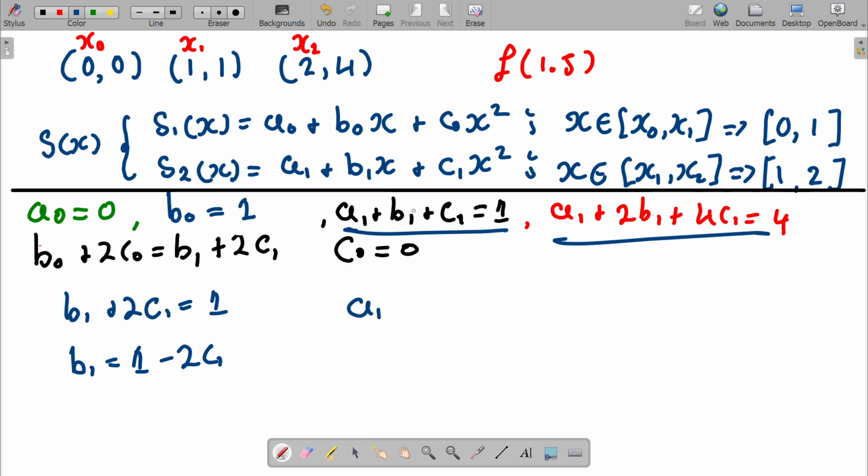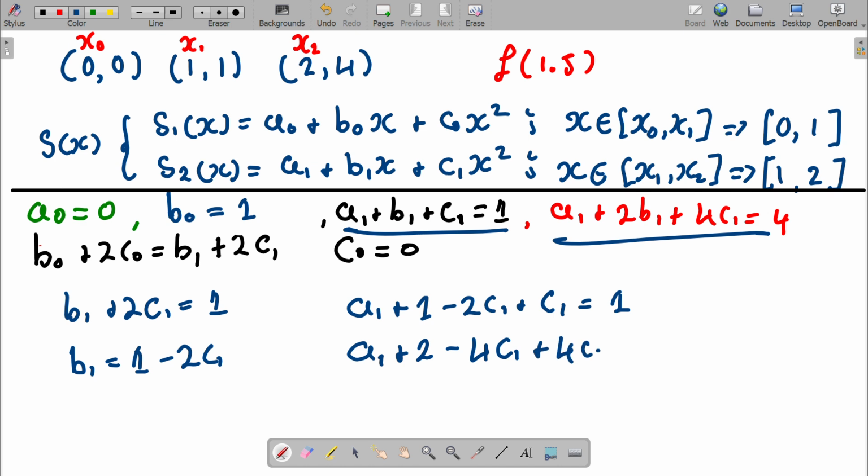So if I say A sub 1 in this one, where there is B sub 1, I substitute: plus 1 minus 2C sub 1 plus C sub 1 is equal to 1. Then in the second one, which is this one here, let's substitute as well. We have A sub 1 plus, where there is B sub 1 here, we substitute 1 minus 2C sub 1, and remember there is a 2 outside here, so we multiply this by 2. So 1 by 2 is 2, minus 2 by 2 is 4C sub 1, plus 4C sub 1 is equal to 4. One thing you observe is that this and that can go.